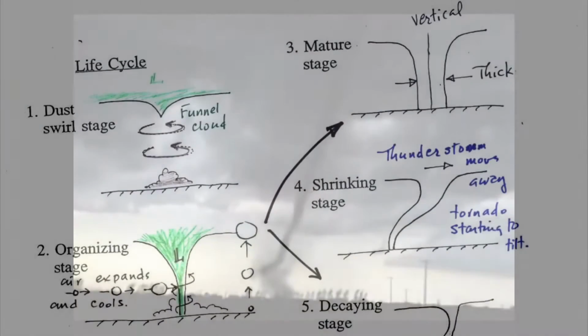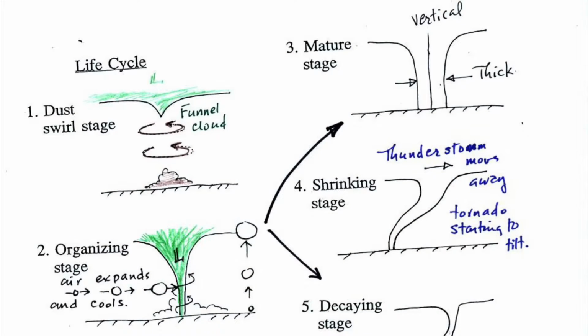Tornadoes are formed when a low-pressure system begins to spiral inside of a high-pressure system. Once the low pressure and the high pressure begin to spin at the proper temperature, the life cycle of a tornado begins. The first stage is the dust swirling stage. This is when the funnel cloud begins to form.